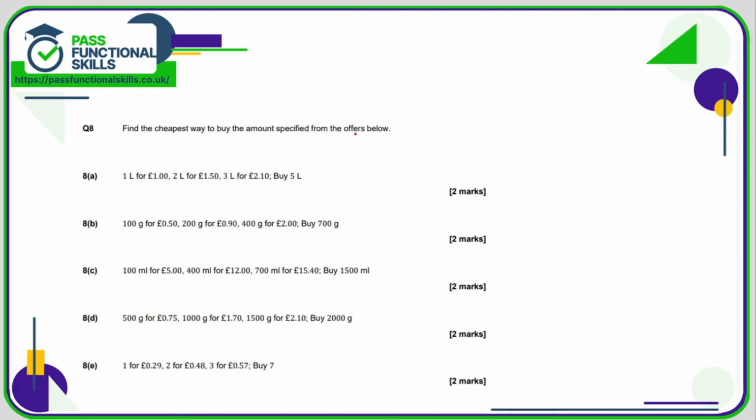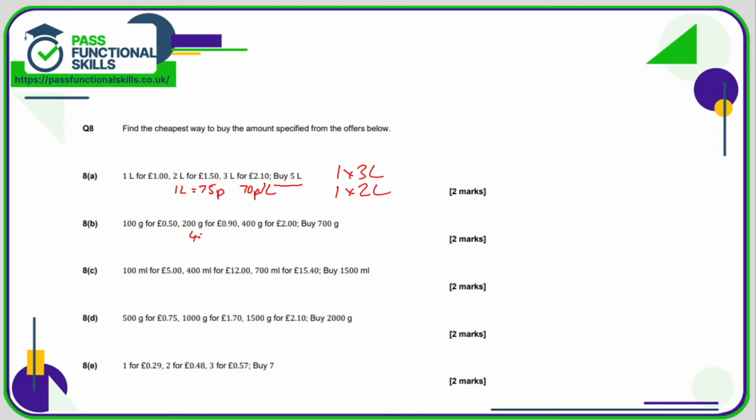So for question number 8, we need to find the cheapest way to buy the amount specified. So in A, we need to buy 5 litres. So we're going to work out the price per litre. So 1 litre for £1, great, that's done. If 2 litres is £1.50, then that works out as 75 pence per litre. And if 3 litres are £2.10, then that works out as 70 pence per litre. So the best deal is the 3 litres for £2.10. So if you need to buy 5 litres, then I would go for 1 lot of 3 litres and 1 lot of 2 litres.